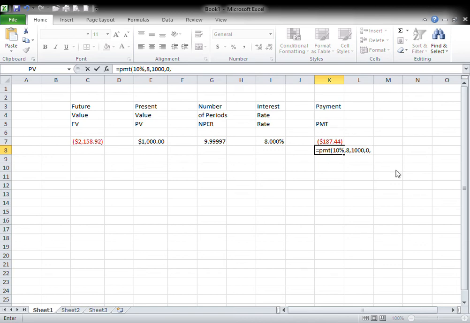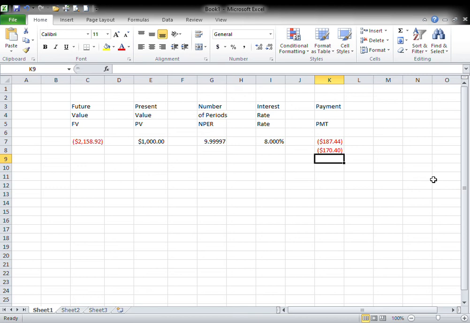Now, whether the payment is at the end of the period or the beginning of the period, it says here. So if you're paying it at the start of each year instead of at the end of each year, we put a 1 in here, and we calculate that. Now your payment is only $170.40. So by paying at the beginning of each year, your payment is only $170.40. So those are some of the basic ways that you can use Excel to handle your problems.